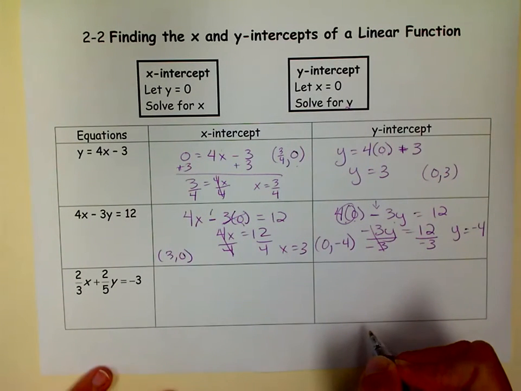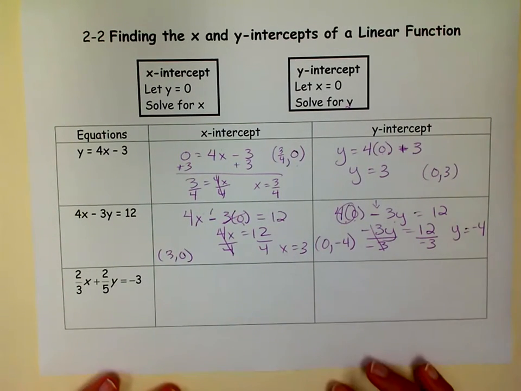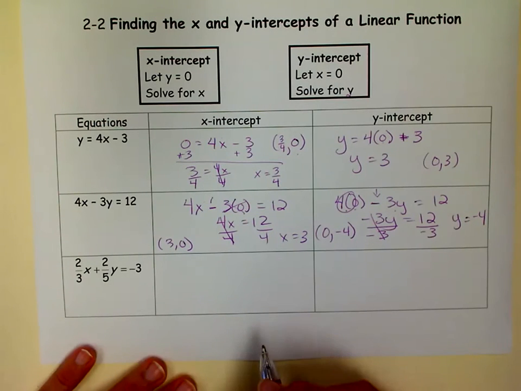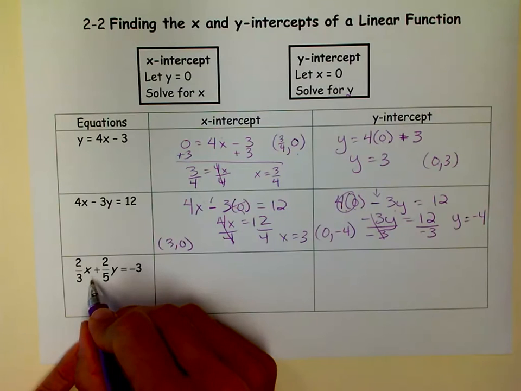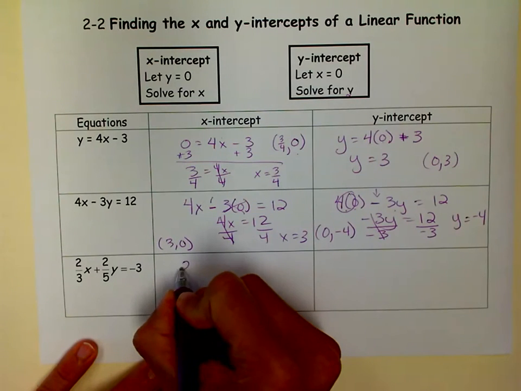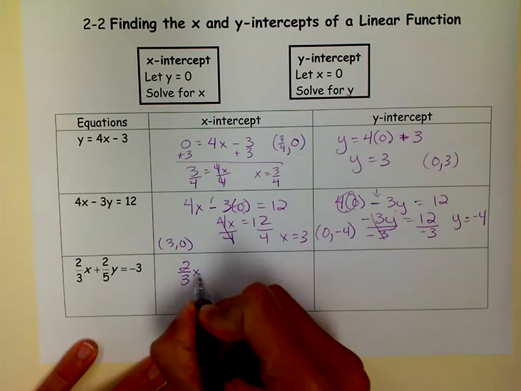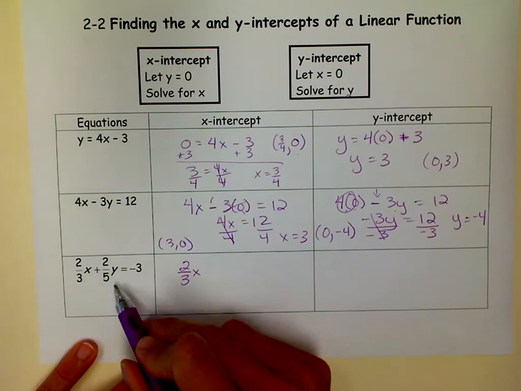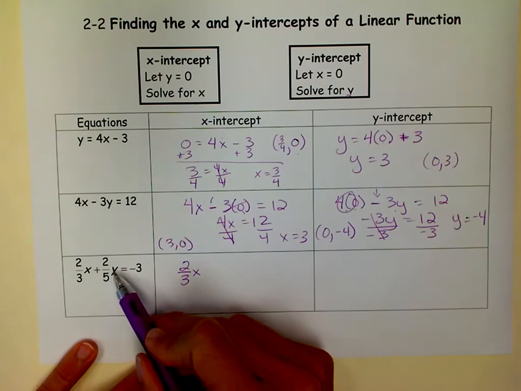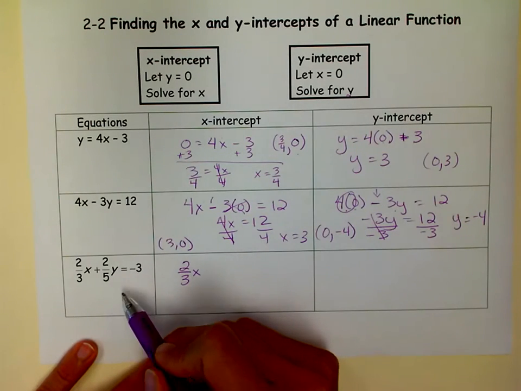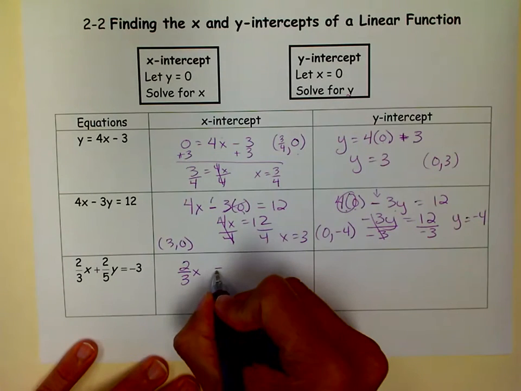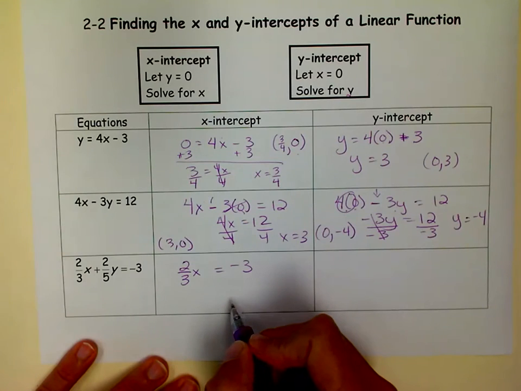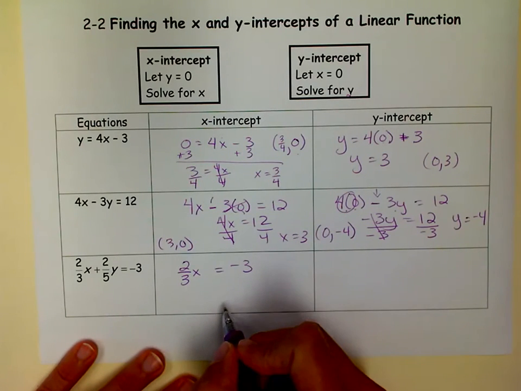So sometimes when there's fractions involved, we tend to freak out a little bit. Don't freak out. To find our x-intercept, we're going to put 0 in for y. So we get 2/3 x. And once you get quicker with this, you don't actually have to put the 0 in. You just say, oh, 0 times 2/5 is 0, so that's just 0. And 0 plus 2/3 x, that's 2/3 x. So once you get a little better at it, that's what you can do.